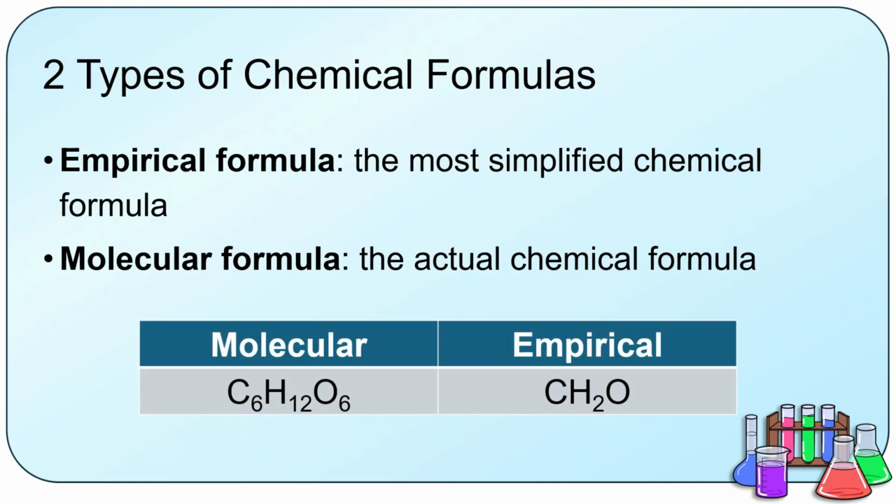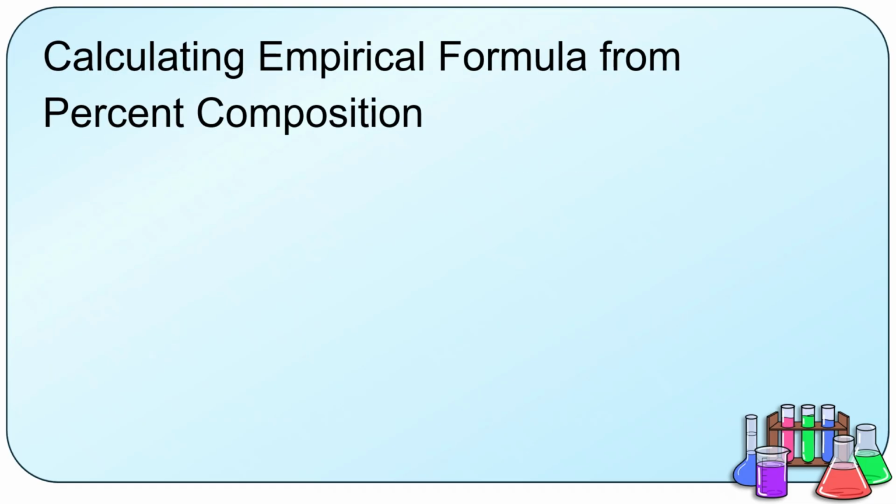Let's take glucose. Its actual molecular formula, or its actual chemical makeup, is C6H12O6. We can actually simplify this like a fraction. If we divide all the subscripts by 6, we get CH2O, which is the empirical formula. A common skill that you'll learn in general chemistry classes is calculating the empirical formula from the percent composition.